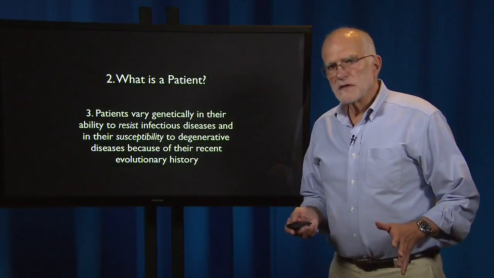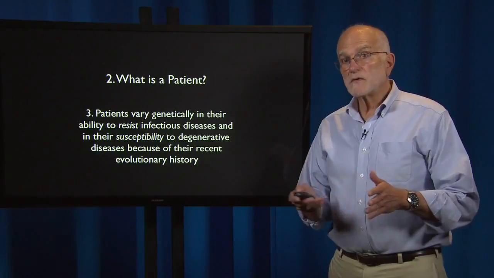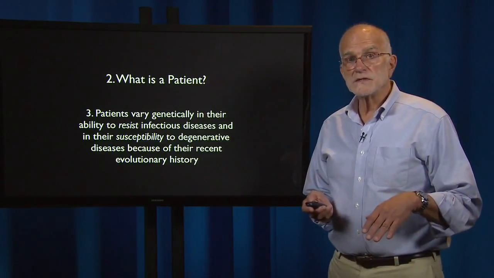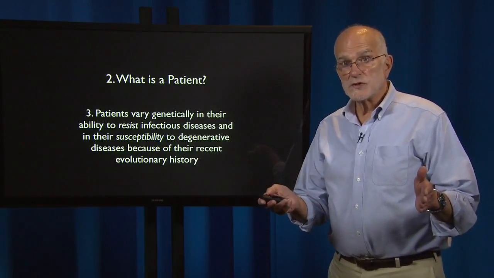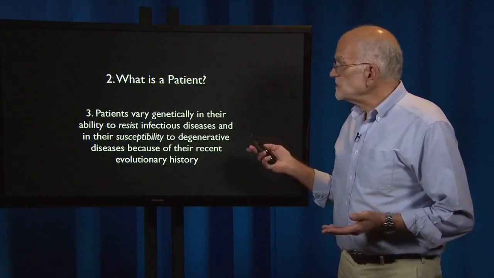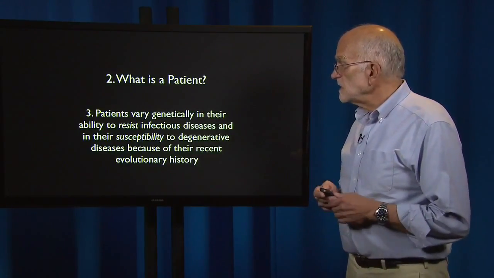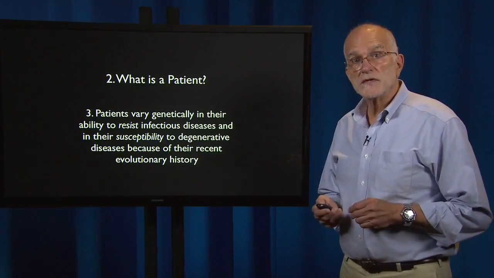As we saw in the last lecture, the recent history of humans is one of spreading across the planet and encountering different diets and different pathogens as they spread. They also changed for random reasons genetically. As a result, patients vary genetically in ability to resist infectious disease and in susceptibility to degenerative diseases because of this recent evolutionary history.